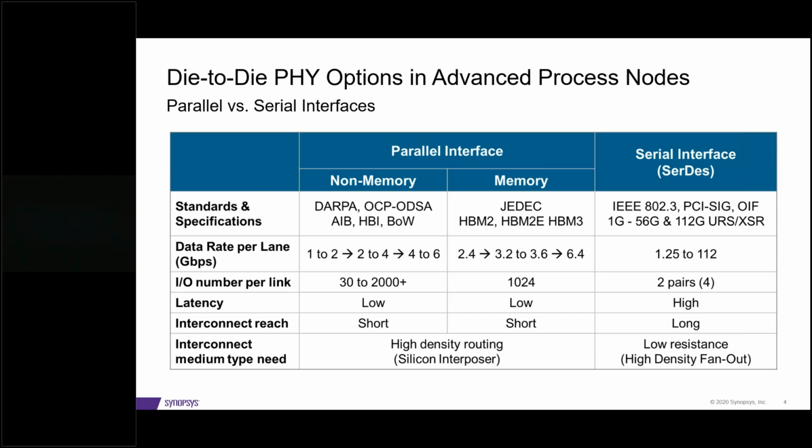But overall, if you want to bucketize these types of interfaces, there are two major types. There's a parallel interface, and of course, there's a serial interface. The parallel interfaces include dedicated memory interfaces that are mainly defined by JEDEC, the HBMs, the generation 2s and 2Es, and the 3.1 that is on the verge of being released more broadly. And of course, there are parallel interfaces for non-memory interconnect, such as connecting CPUs to CPUs or processor units to non-DRAM-based memory devices.